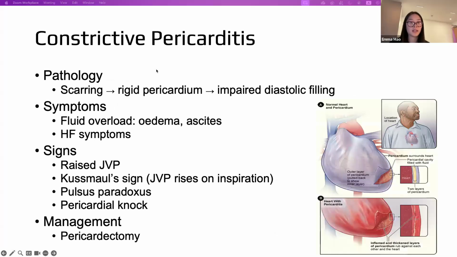Okay, so constrictive pericarditis is when there's scarring of the pericardium leading to it being more rigid and then impairing the diastolic filling. So the symptoms can be of fluid overload and also general heart failure symptoms. So a raised JVP, Kussmaul sign, so increased JVP on inspiration, pulsus paradoxus, and pericardial knock. So kind of like a tamponade syndrome as well. And the management is a pericardiectomy, so just to relieve the pressure.